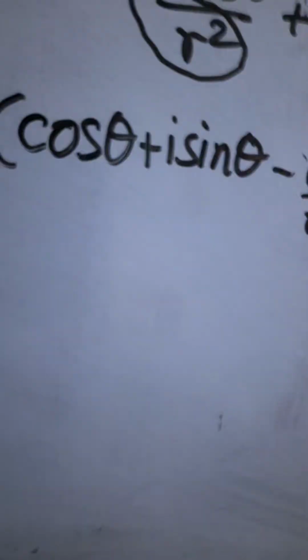Okay, so now what I would do is here e raised to I theta, whole bracket. So this is cos theta plus I sin theta. This stuff, what is it? e raised to I theta. e raised to I theta minus a square by r square e raised to minus I theta. Simple.